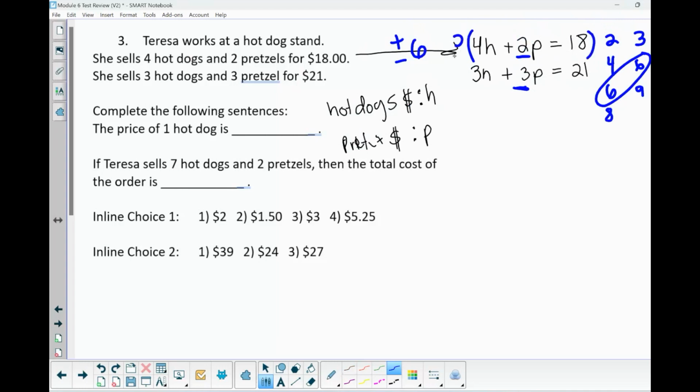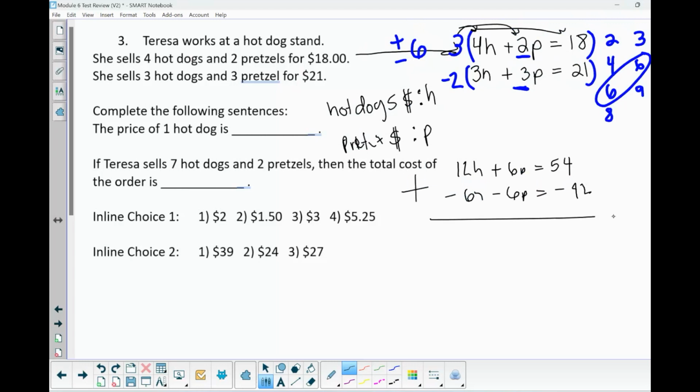Positive 2 times 3 gets me 6. And my bottom to a negative 6: 3 times negative 2 gets me negative 6. And now we multiply out. We multiply the entire top by 3. So we've got 12H plus 6P equals 54. And negative 6H minus 6P equals negative 42.